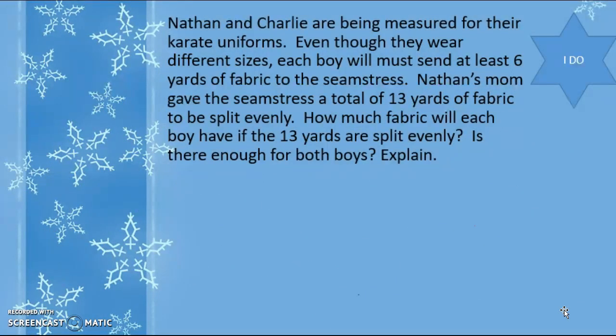Nathan and Charlie are being measured for their karate uniforms. You're going to see me using cubes as I solve this problem because that strategy is extremely important. Even though they wear different sizes, each boy must send at least 6 yards of fabric. Whoa, that doesn't sound right. Let me use my editing skills here. Even though they wear different sizes, each boy, don't need the word will, each boy must send at least 6 yards of fabric to the seamstress.